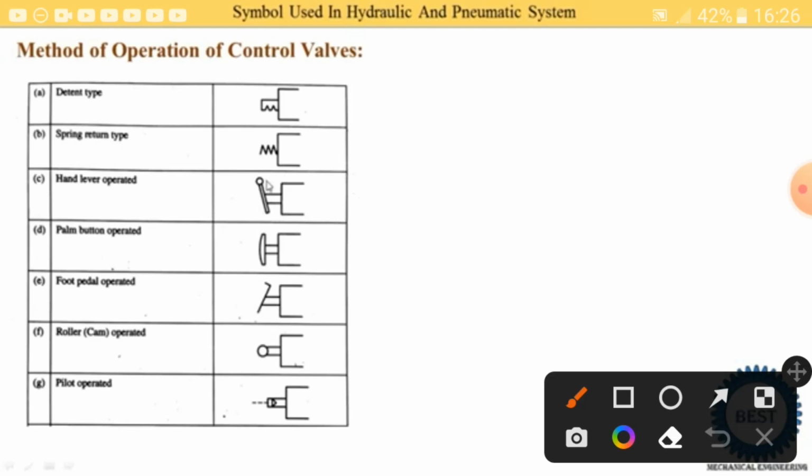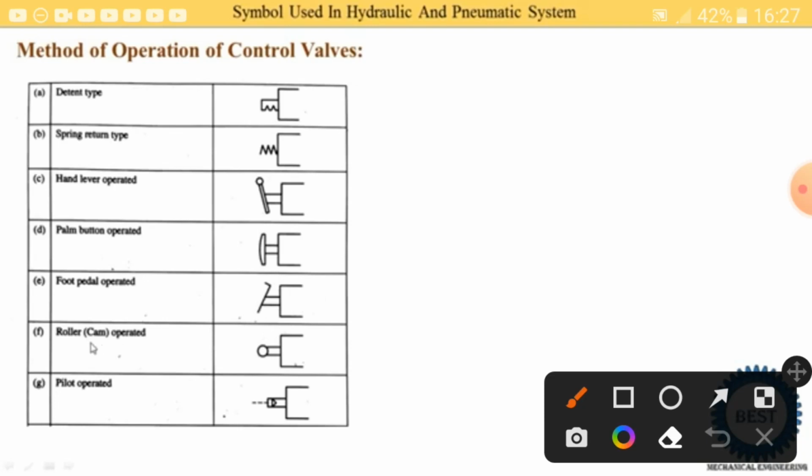Every type is not drawn. In an exam, drawing all these symbols is difficult, so we just draw this type of symbol. Next one is the push button operated type. Another is the foot pedal operated, meaning it is operated by our leg. Here you see the symbol like the accelerator or clutch provided in a four-wheeler or car.